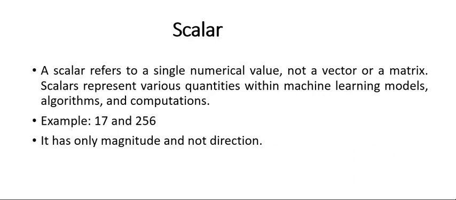Scalar, as we already know, is only the magnitude and no direction. It is only the value. In machine learning models, different stages are there: training, testing, optimization. In all the stages, we may use some type of parameters, or the predicted value and the targeted value. The difference between the predicted and targeted value will be of scalar type.